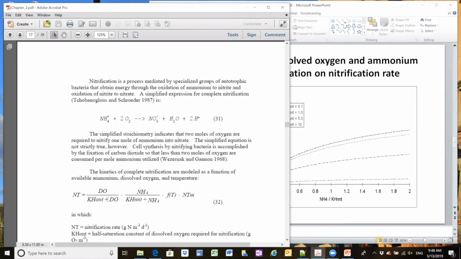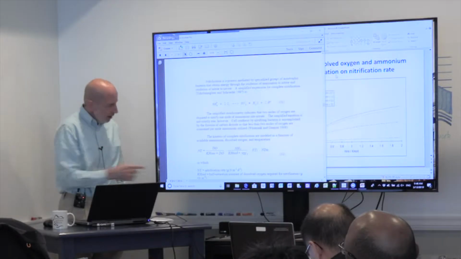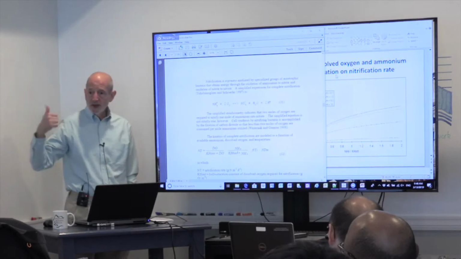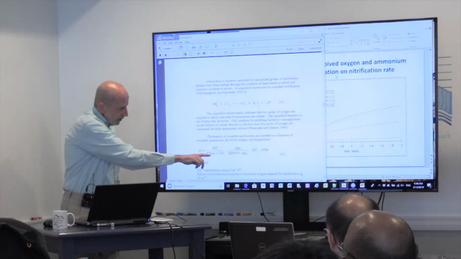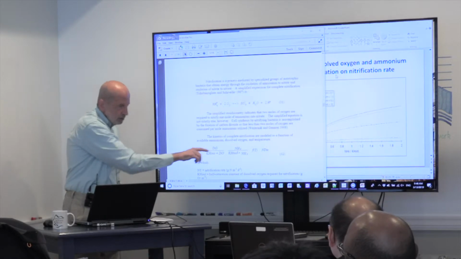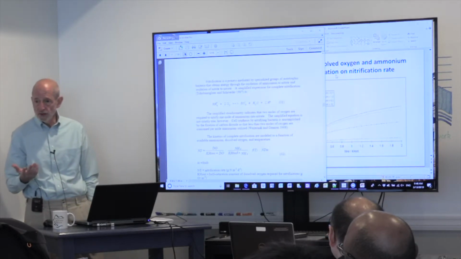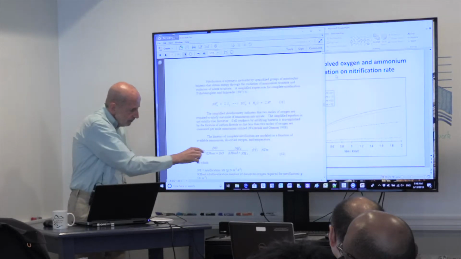The availability of oxygen. If there's no oxygen, you can't nitrify. The availability of ammonium. If there's no ammonium, you can't nitrify. And temperature. So this is a function that combines these rectangular hyperbolas, which occur everywhere in models. What this one says is, at the half saturation constant for dissolved oxygen, KHONT, the nitrification rate is halved. If the oxygen greatly exceeds the half saturation, this is about unity, and there's no influence of oxygen on nitrification. If the oxygen is zero, then there's no nitrification.